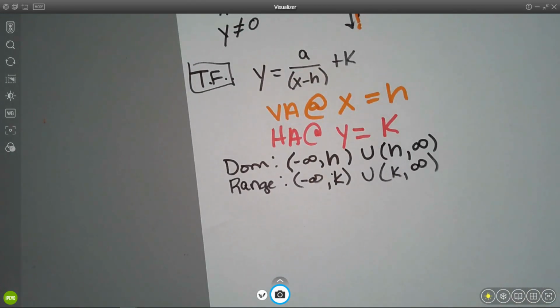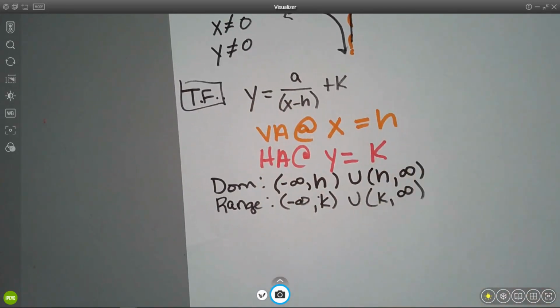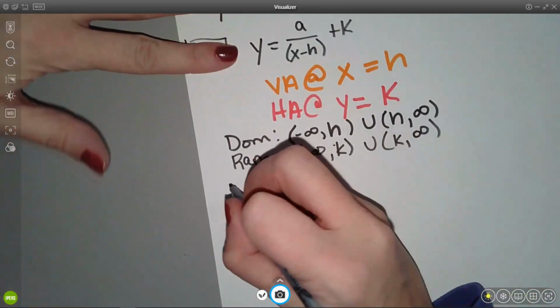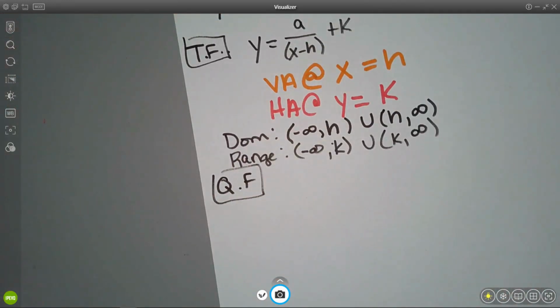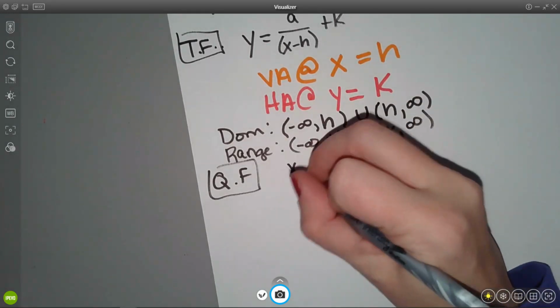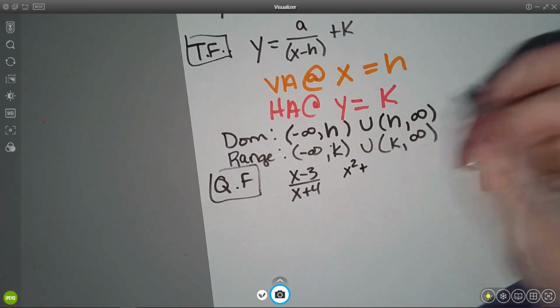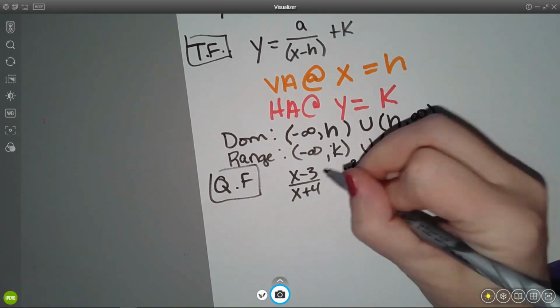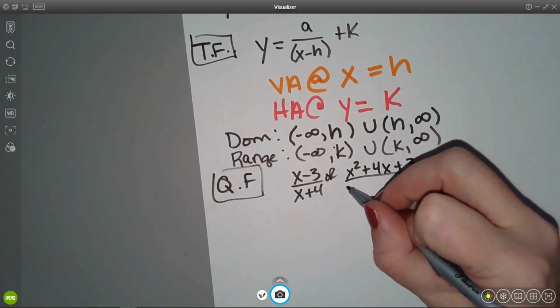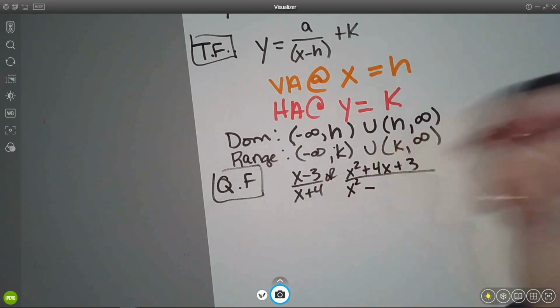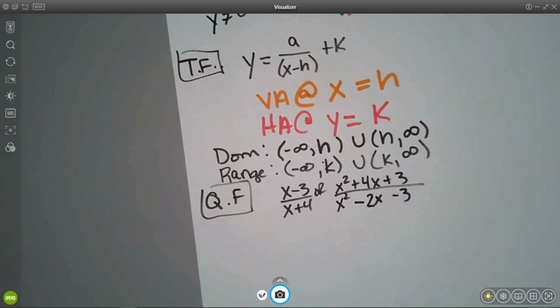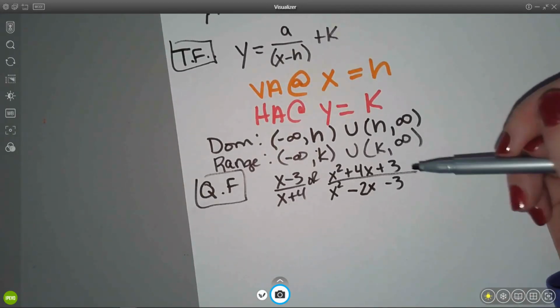Okay. Now, transformation form's great. We can see how the graph is shifting up or down, makes it really easy on us. However, there's things that transformation form cannot tell us that quotient form can. So again, just to keep things nice and short here, we're going to talk about QF, quotient form. An example of this, guys, is if I had, as an example, x minus 3 over x plus 4. Okay. I could have my big old x squared plus 4x plus 3 over something that said x squared minus 2x minus 3.